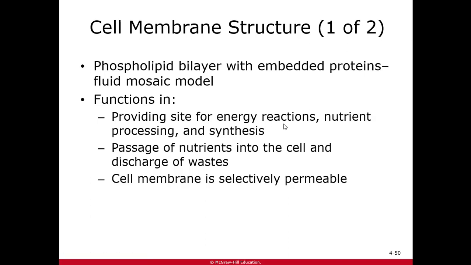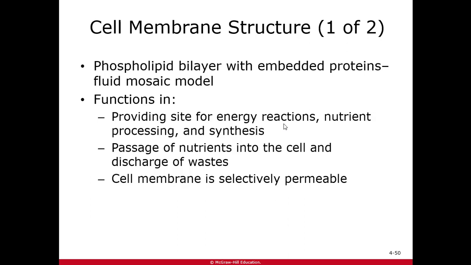But the big difference from your cells, if you remember which organelle makes ATP, the mitochondria. Well, the mitochondria is way too complicated of an organelle for a simple prokaryotic cell to have, but the ATP still has to get made. So it's made out on that outer membrane.